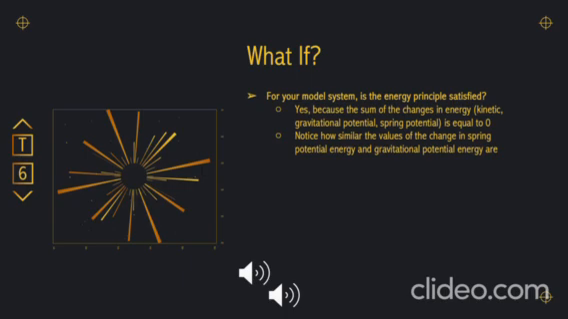Now for the what if questions. We were asked if the energy principle was satisfied. We came to the conclusion that it was satisfied because the sum of the changes in energy, kinetic, gravitational potential, spring potential, was all equal to 0. We were also able to notice how similar the values of spring potential energy and gravitational potential energy were. However, they seem to reflect each other across the x-axis.